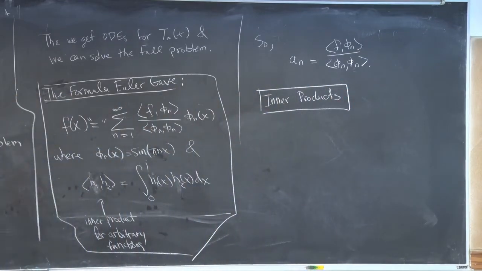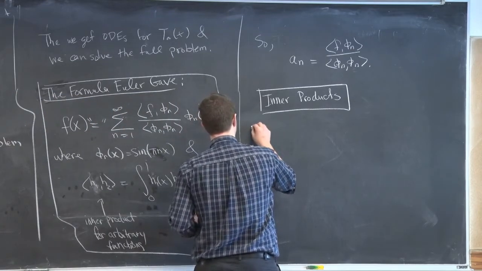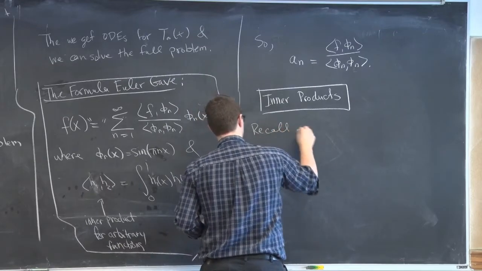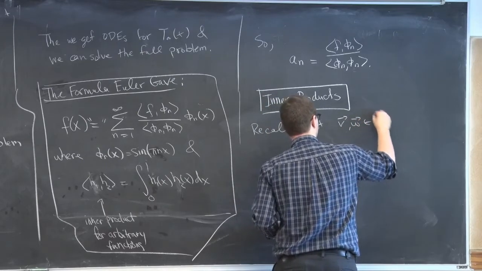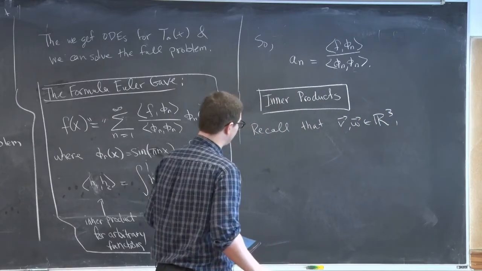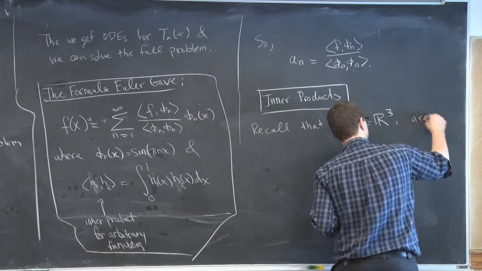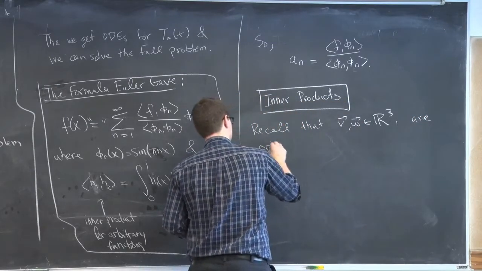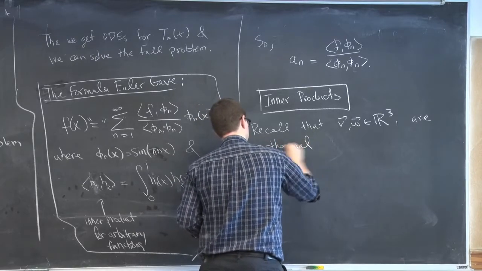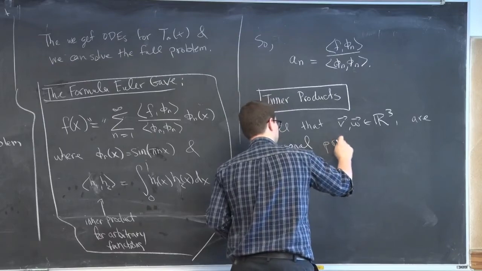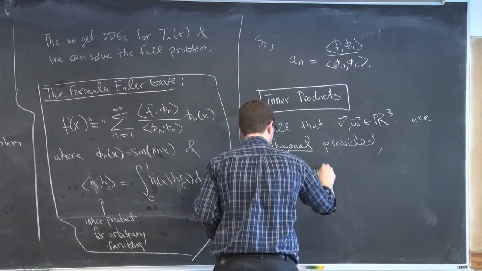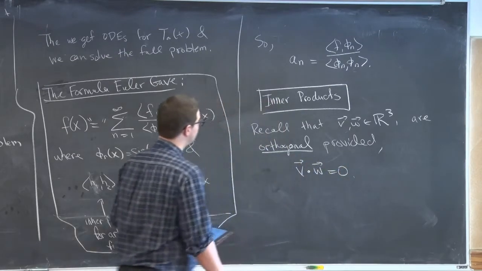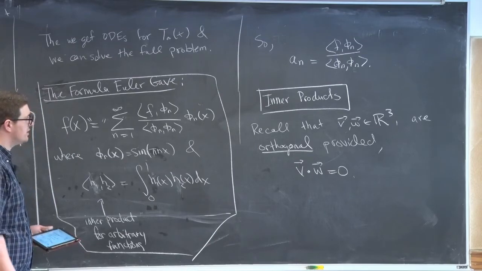All right. So recall that two vectors V and W in R3 are orthogonal provided that V dotted with W is equal to 0. Okay, so that's what it means for two vectors to be orthogonal.